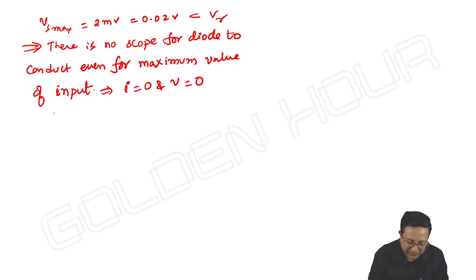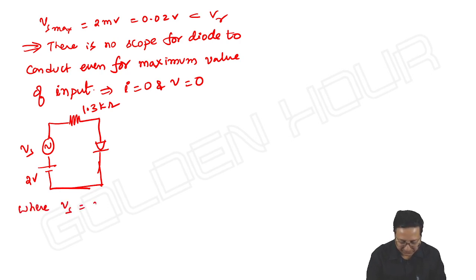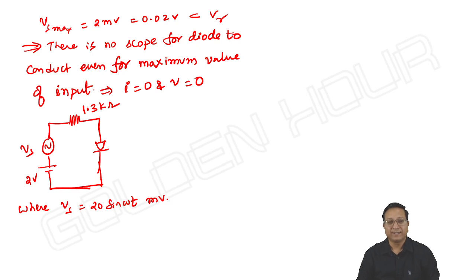Whereas, now I am applying both DC and AC together: the same 2 volts DC, the same 1.3 kilo ohms, where Vs is equal to 20 sine omega t millivolt. Then does the diode conduct or not? Absolutely, the diode will conduct.